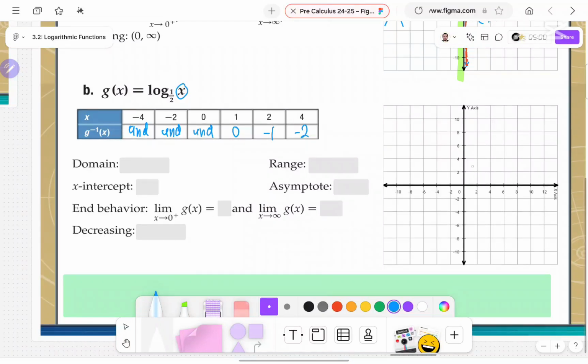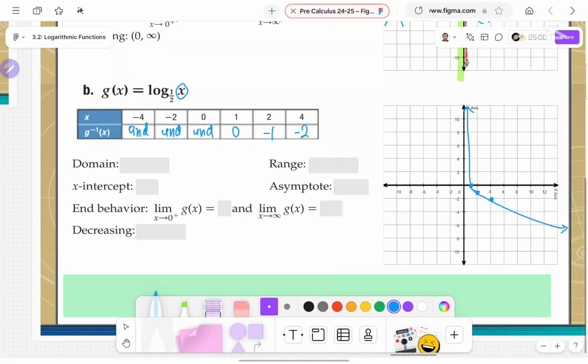Now let's graph these points. The first one, 1 and 0 here. Then 2, negative 1 here. Then 4, negative 2. Okay, so as you can see, the function will go forever like this. And it should follow the y-axis.